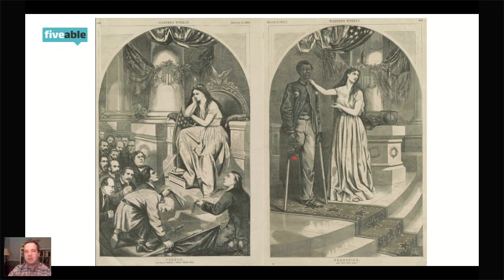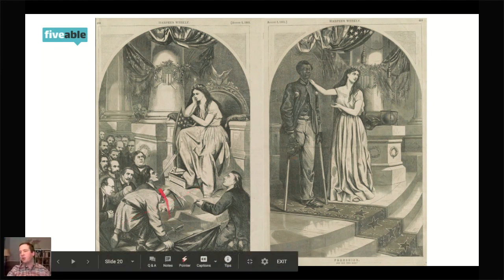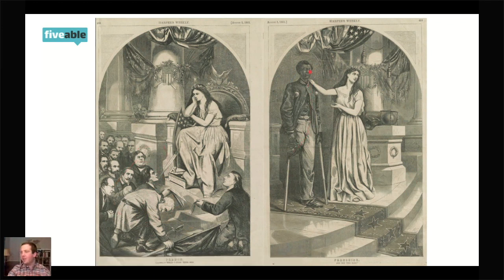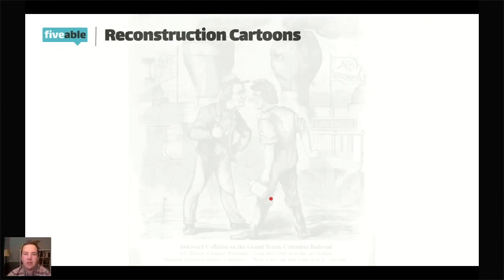So the radical Republicans think that we should keep these people down, not necessarily punish them in terms of locking them up, but don't let them back in the government, and certainly give this guy rights, because if anyone deserves the right to vote, it's black veterans who literally put their lives on the line for our country. So then eventually they will clash, and this is another famous cartoon about Andrew Johnson and Thaddeus Stevens.